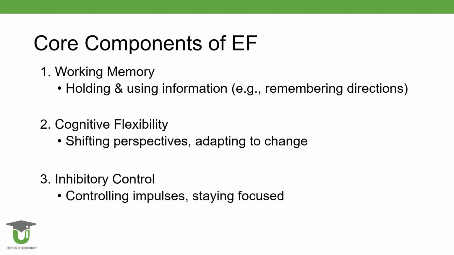Working memory allows students to hold and use information, such as remembering directions or steps in a task. Cognitive flexibility enables them to shift perspectives, adapt to changes, and approach problems in different ways. Inhibitory control helps students manage impulses, stay focused, and regulate their behavior in the classroom.